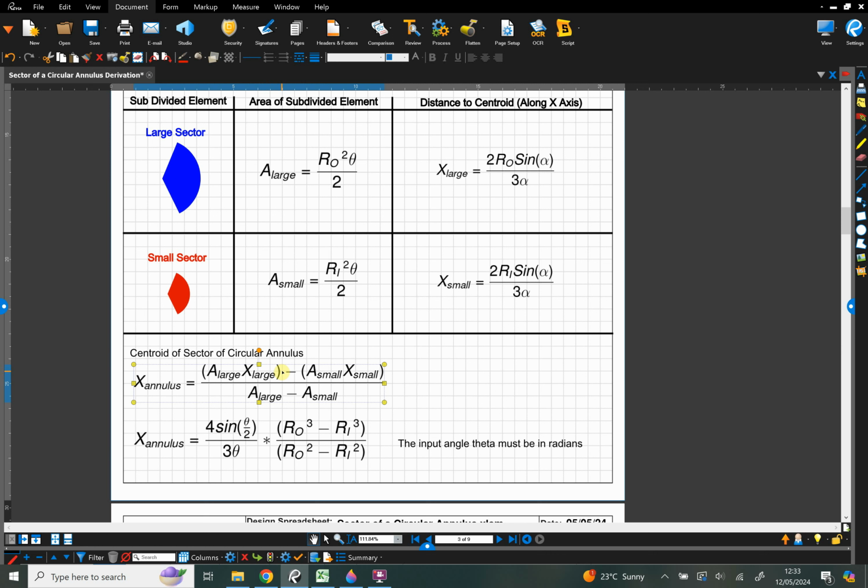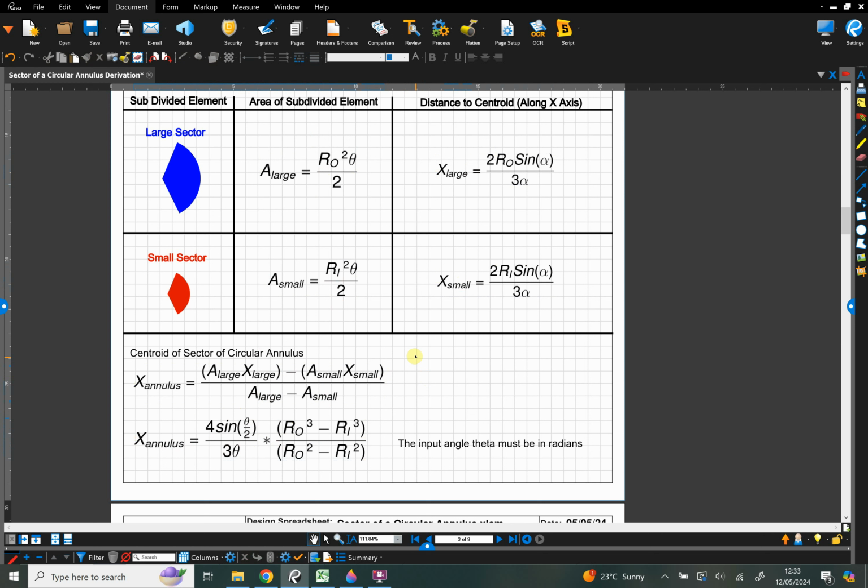So that's a generic formula. On the row below, I've substituted each one of these formulas from the table above into this formula, and then simplified all of it, so you've got a nice neat formula for the distance to the centroid along the x-axis. Okay, so we've got that now.